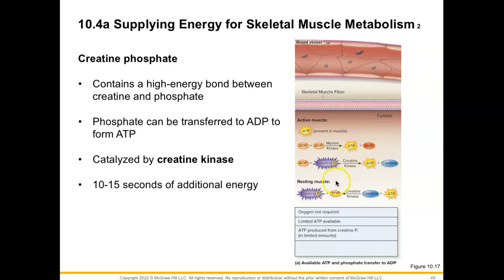And then when our muscle goes back to resting, we can use ATP to break off a phosphate, add it to our creatine using creatine kinase, and we will restore our creatine phosphate for the next time we need to use it. In this process, we are not requiring oxygen, although the ATP that we create is limited.